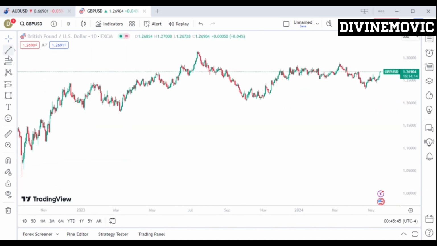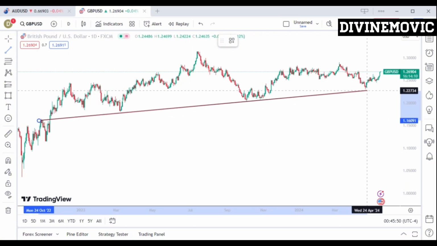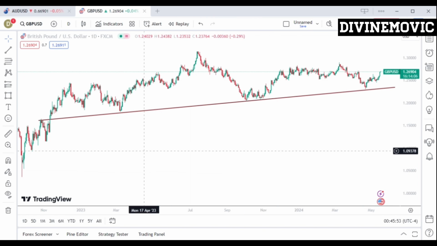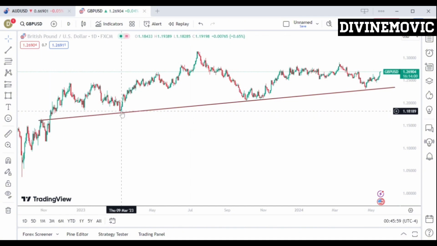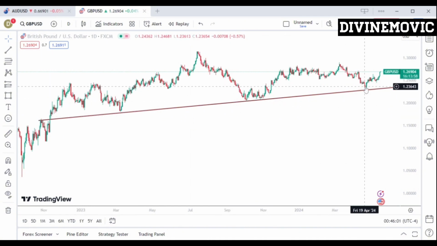Now if you look closely here, you see that at this point price was in an uptrend. That means price was acting as a support at this level. Support, support, support. That means three supports, which gives us that this trend line is valid.